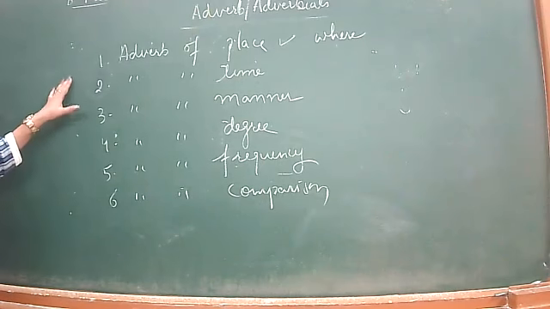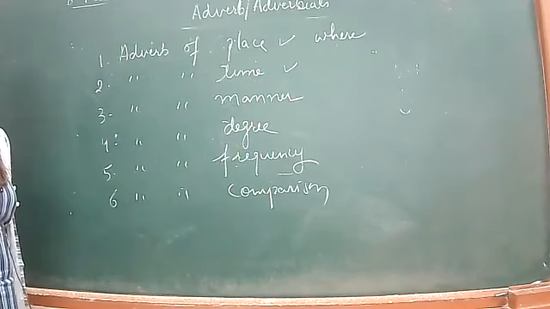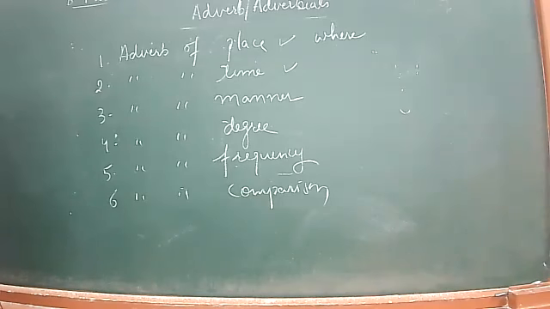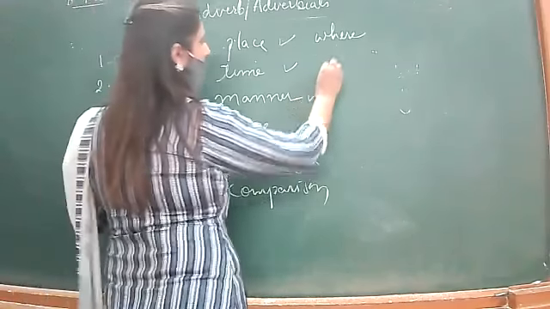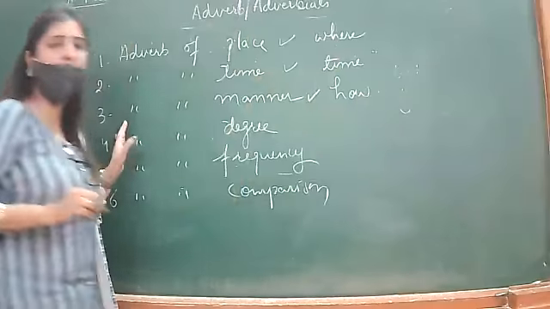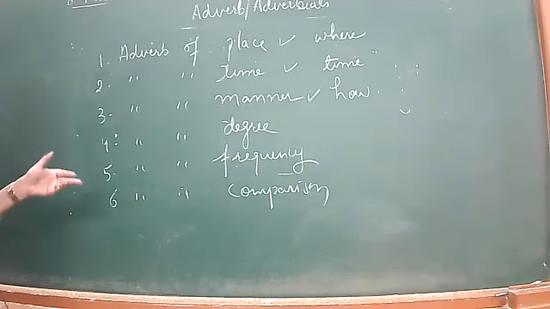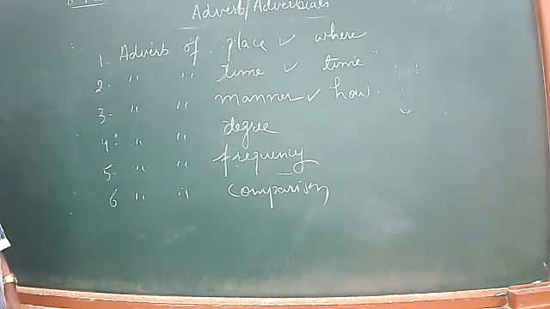Okay. So next is adverb of time. Adverb of time tells us the time when the action has taken place. For example, early, late, recently, now, then. Next is adverb of manner. It tells us how the action has taken place, like slow, slowly, fast, aggressively. So it will tell us how the action has taken place.